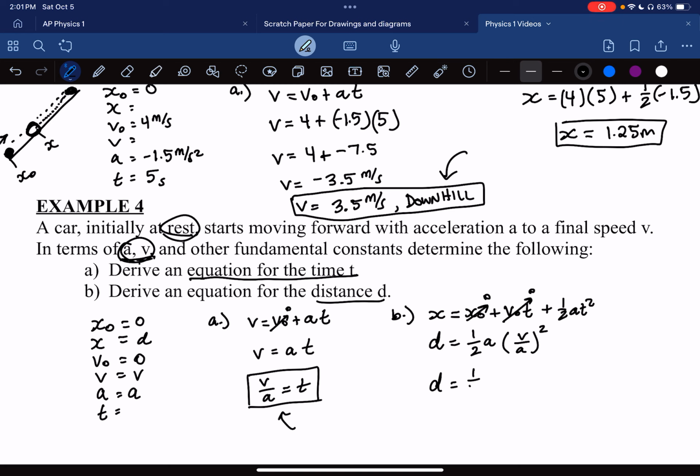Now, later on we won't do this, but remember that v over a squared is just v times v over a times a, right? Or v squared over a squared. But when we do it this way, it's very easy to see. We can cross those out. And so, let's see, we're going to have a v squared times 1, and on the bottom is going to be 2 times a. Is our answer in terms of v and a and constants? Yes, it is. And that's it.